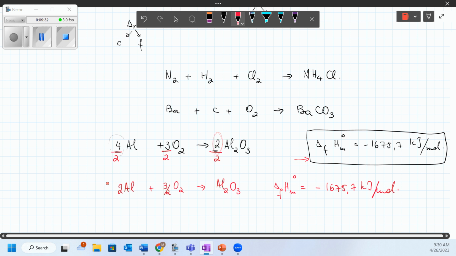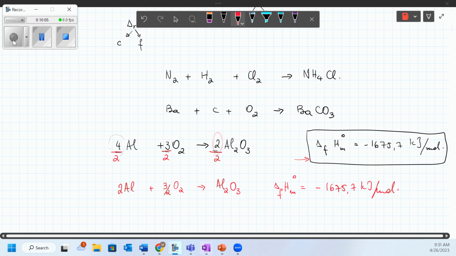So when the balanced reaction doesn't have the coefficient of 1 in front of the compound of our interest, and we are using this method, the molar formation or molar enthalpy, then what we do is we make that a coefficient of 1. In other words, we express the coefficient in some cases as a fraction.